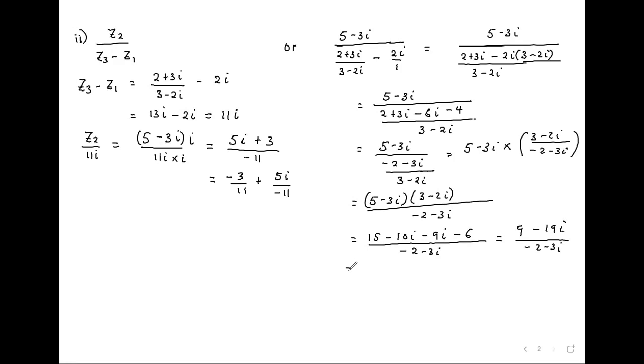Then now we conjugate, so we have 9 minus 19i multiplied by negative 2 plus 3i over minus 2 minus 3i multiplied by minus 2 plus 3i, which is equal to 9 times negative 2, we get negative 18 plus 27i, and then plus 2 times 19, that is 38i, and then 19 by 3.